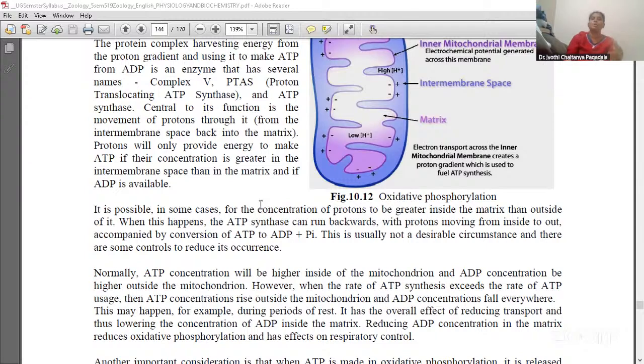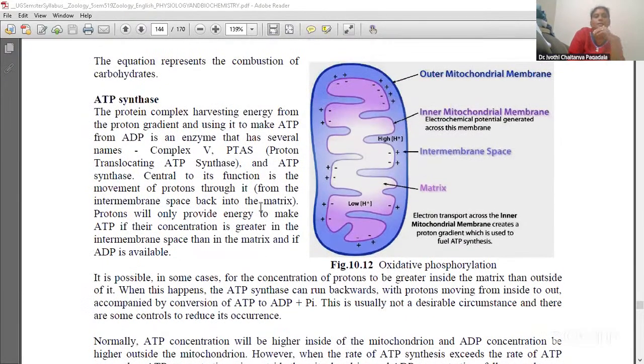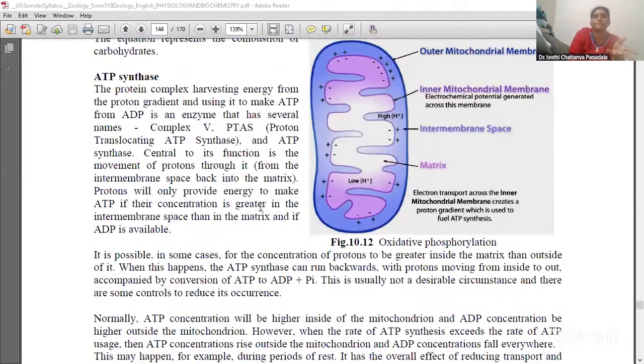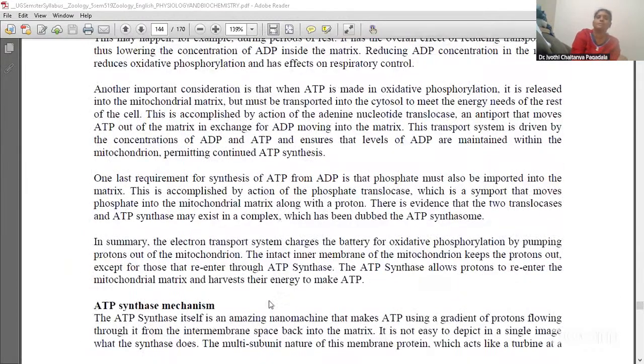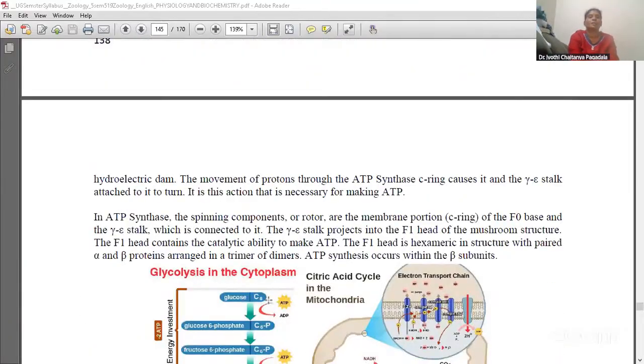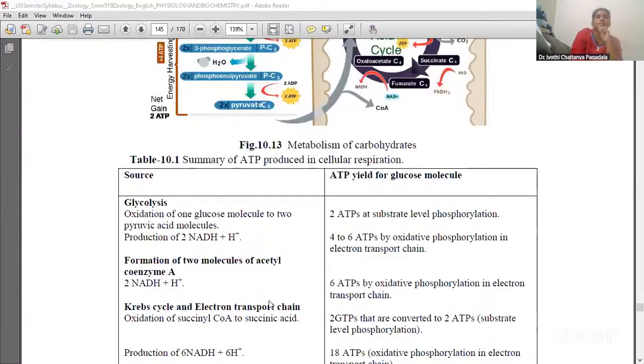That reduces oxidative phosphorylation and affects the respiratory control. This is what happens in two cases. In one case, it is not a favorable environment; this is not a desirable circumstance. In the case of normal conditions, the ATP concentration will be higher in the mitochondria, and the ADP concentration is very low outside the mitochondria.